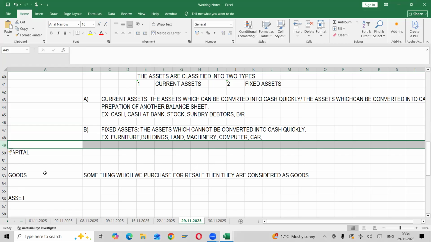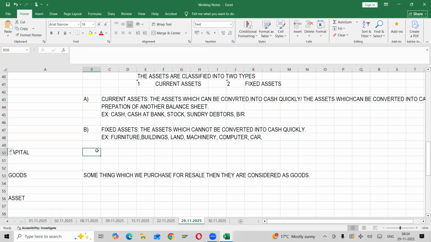Sorry, capital. So what is the thumb rule when we do our accounts? We need to consider ourselves as a business. The owner is separate from the business. That is the thumb rule we need to follow.